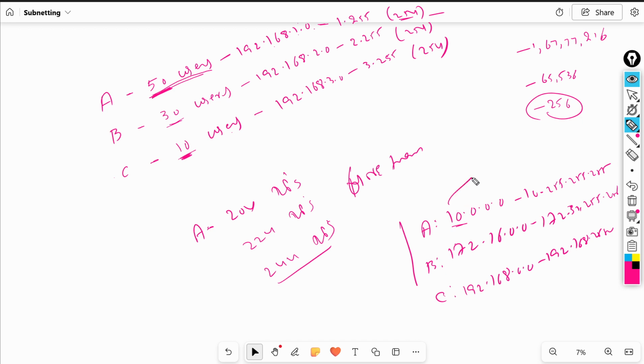Okay, this network provides how many IPs? 16,777,216. Okay, but all these IPs are in the same network. But here I have 3 departments. If you want to use class A, we will use this 10 series for department A. For department B, department C, what? We can't, right?